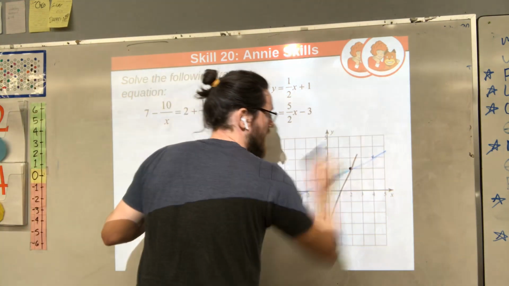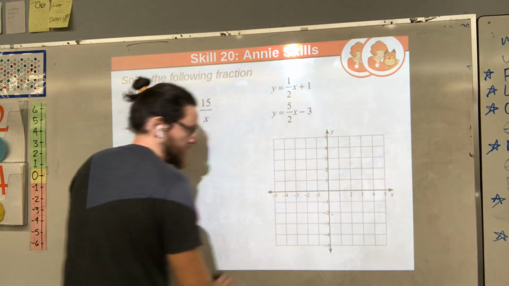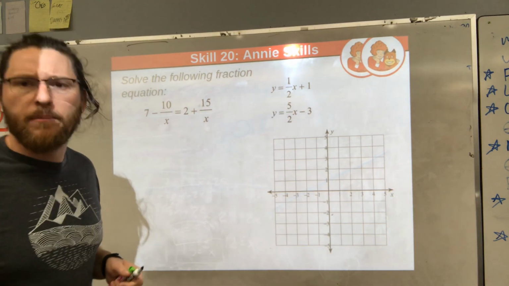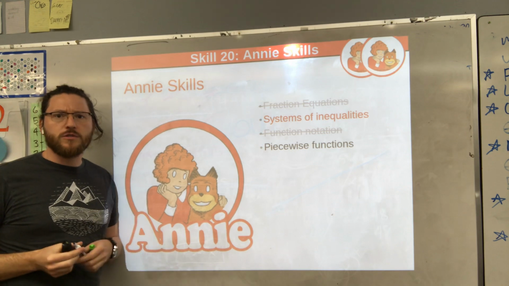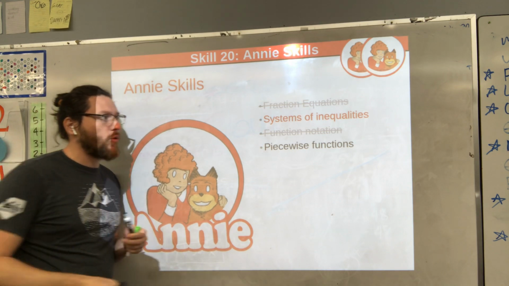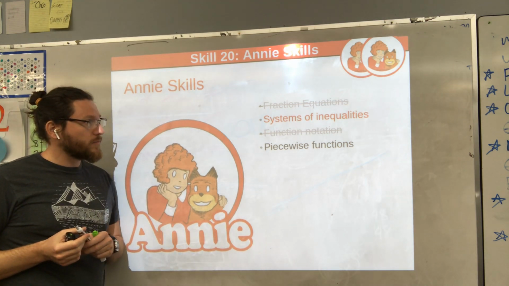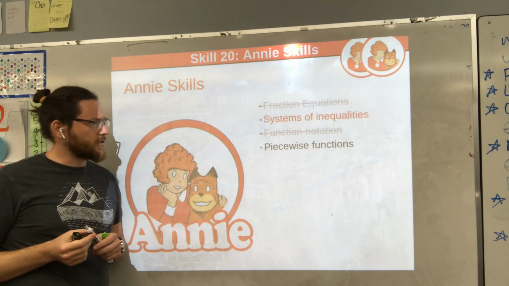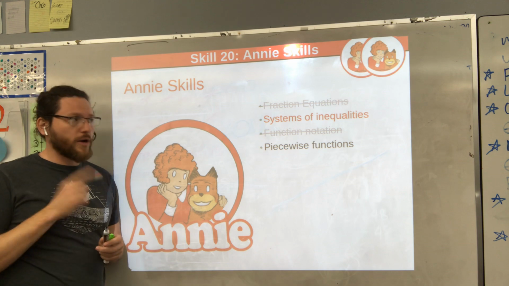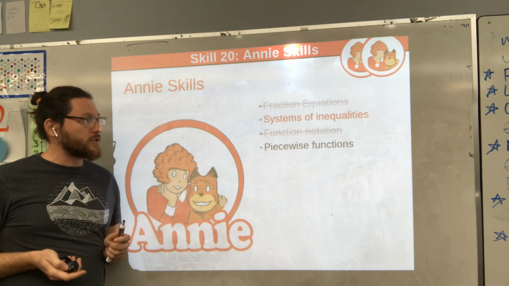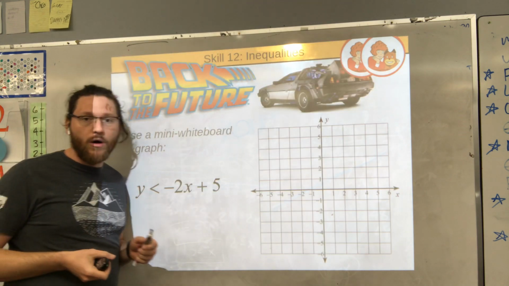And today we are going to keep moving on these Annie skills, but it should be a pretty straightforward lesson if you still remember our inequalities skill, which was skill 12. Or it might have been skill 11. I'm getting a little turned around myself, okay? So we're going to keep moving with our Annie skills. We're going to start today talking about systems of inequalities.